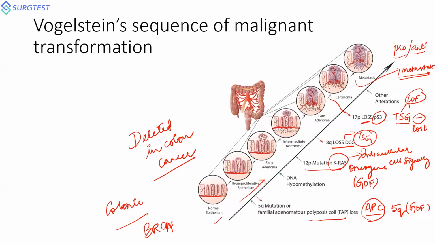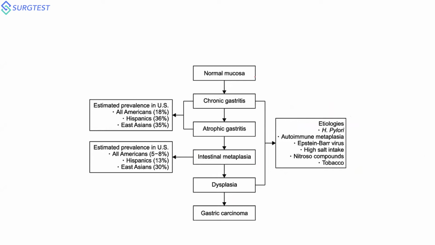One another example of a similar sequence of events occurs in another GI structure, which is your stomach. There will be a normal mucosa which will be undergoing repetitive damage and stress-induced changes, which will cause a chronic gastritis, and this particular chronic gastritis will be converted into an atrophic gastritis. Atrophic gastritis will undergo a metaplasia. The normal columnar epithelium will be replaced by your intestinal type of epithelium. That intestinal type of epithelium will be undergoing dysplasia. That will eventually result in gastric carcinoma. This sequence of events is always studied and discussed with respect to your intestinal type of gastric cancer.